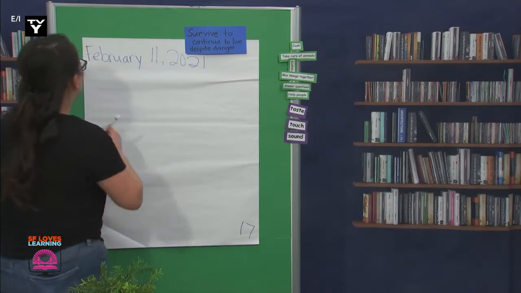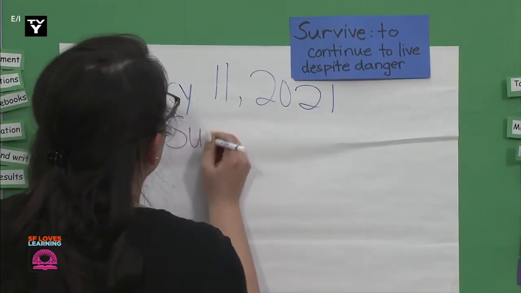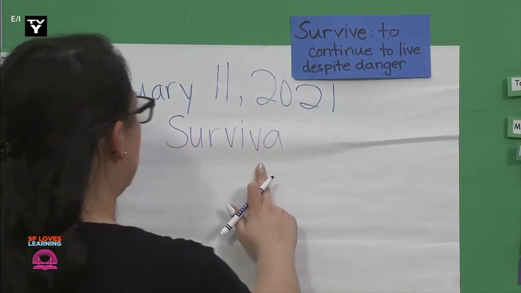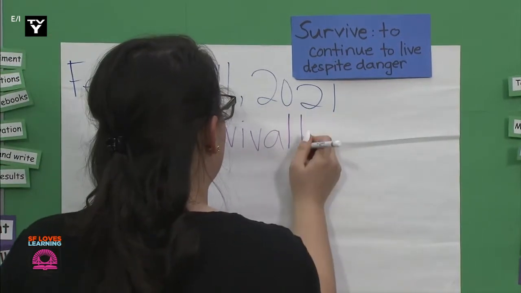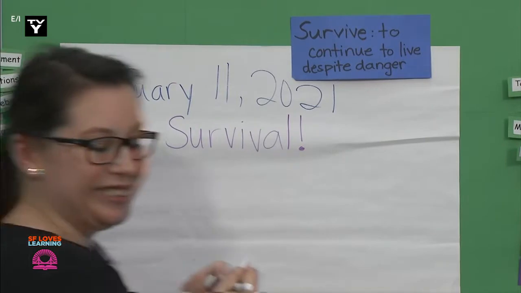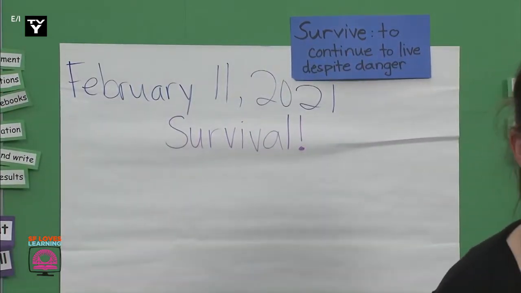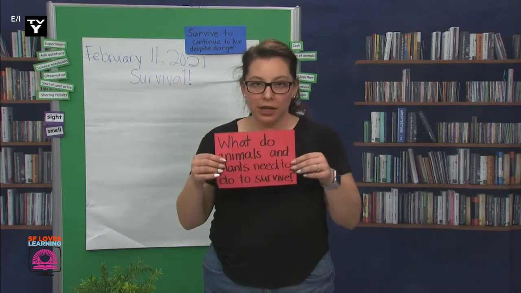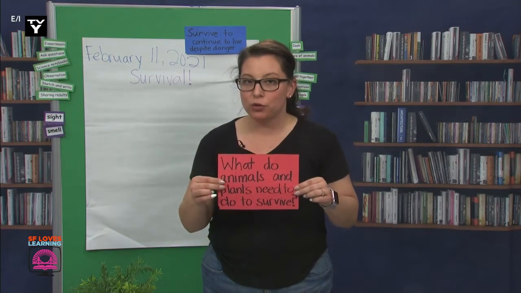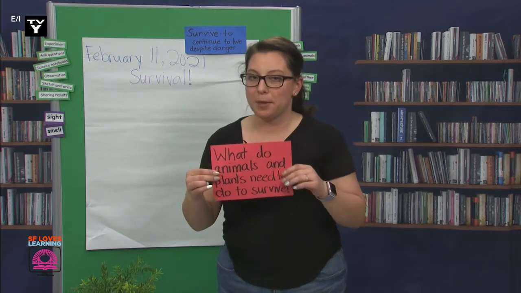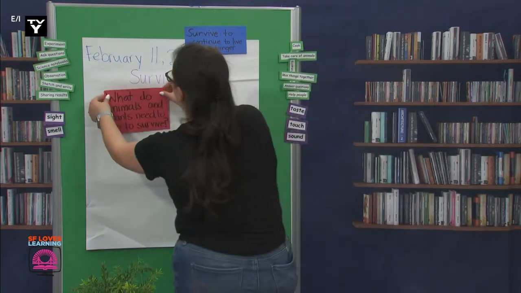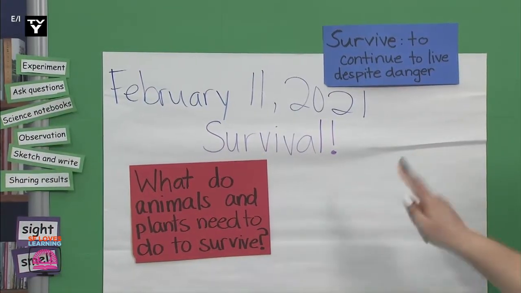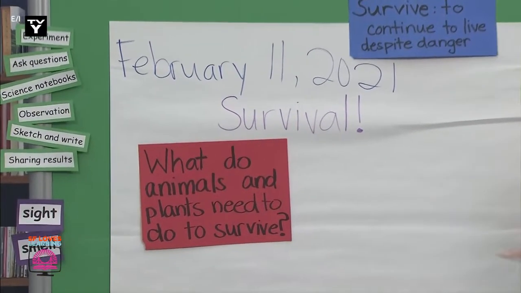S. Survival. Exclamation point. Ooh. All right, and let's also write down our question of the week. What do animals and plants need to do to survive? I'm gonna put it on my paper. What do animals and plants need to do to survive? Okay.